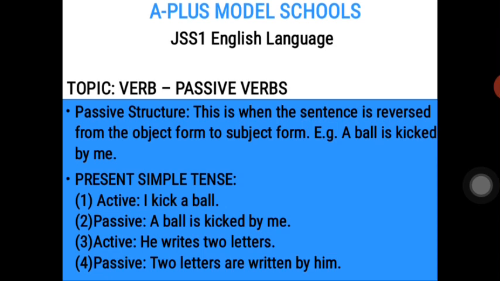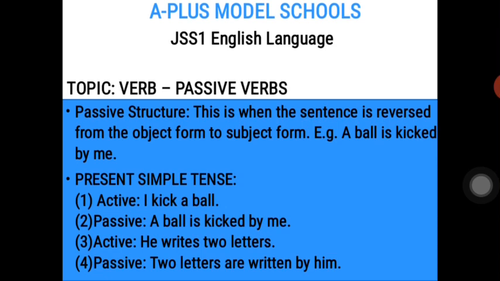you could reverse it. For instance, a ball is kicked by me. A ball is kicked by me. You see that now? So now a ball is not the subject. Look at it now. Me is the subject. Then you can as well have the normal sentence, which should be I kicked the ball.